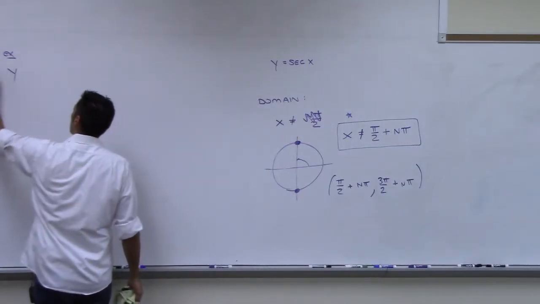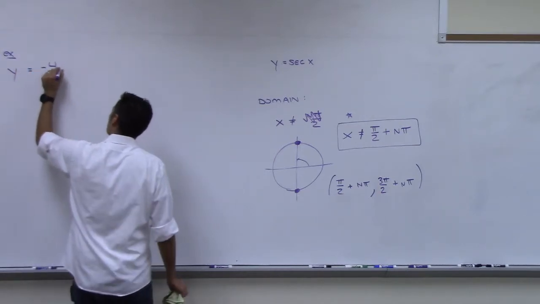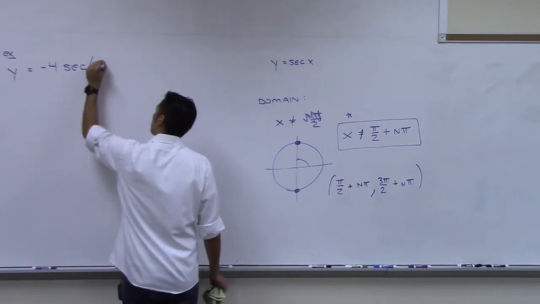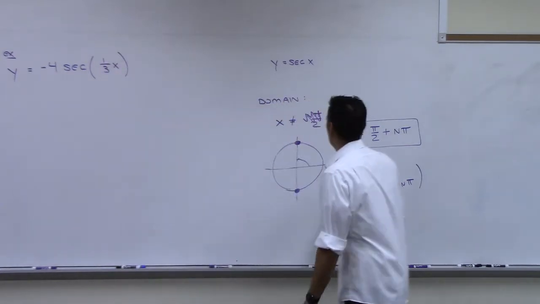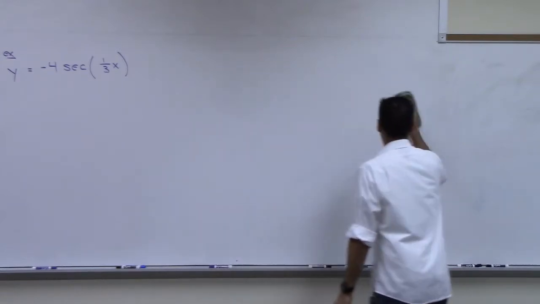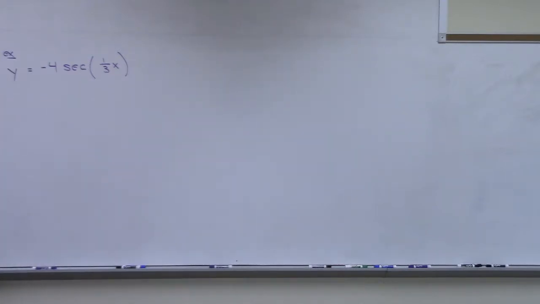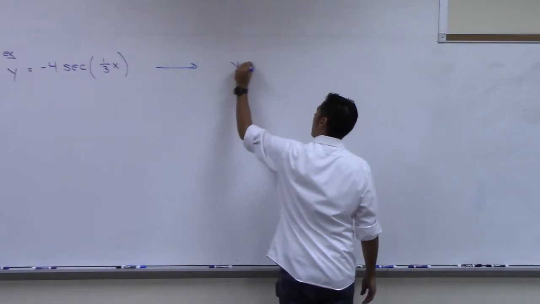All right, so what about this? If you were asked to graph -4 secant of 1/3 x, how would you graph that? We do it like a cosine. You switch it to a cosine, right? Because it's secant. Secant's the reciprocal of cosine. So I'm going to just really give myself this problem to graph.